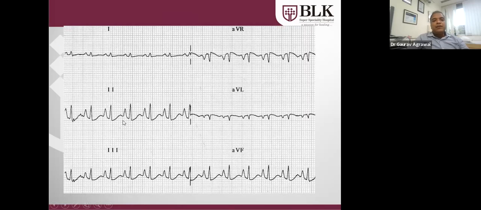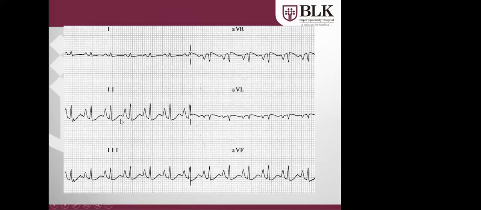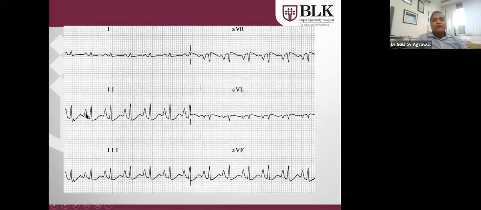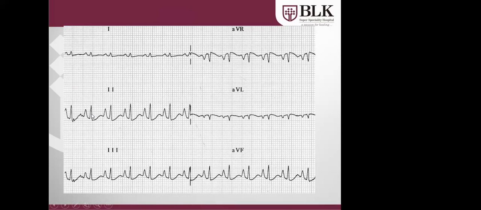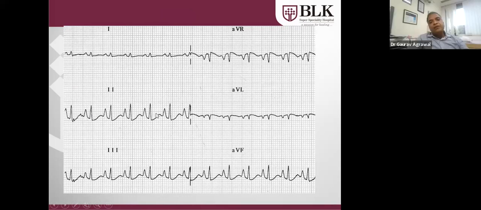The Epstein anomaly will have the pulmonal... Himalayan-like P wave will be there in lead 2. You can see here, this is the P wave. The P wave just looks like the QRS amplitude. So this is Himalayan P wave. This is typical ECG of Epstein anomaly.